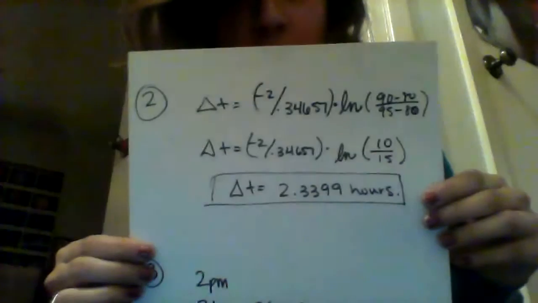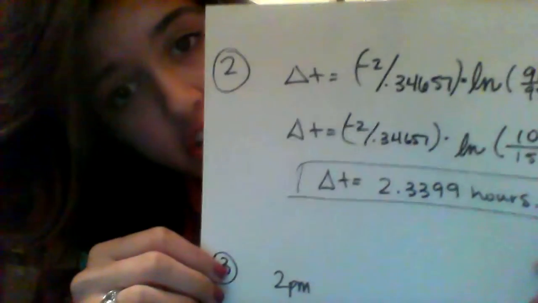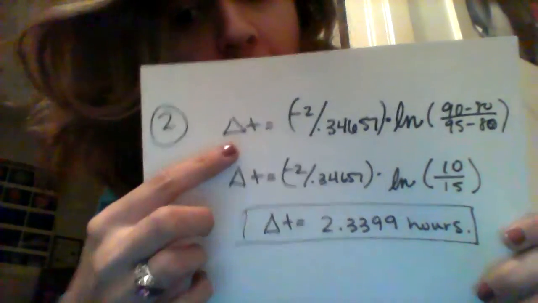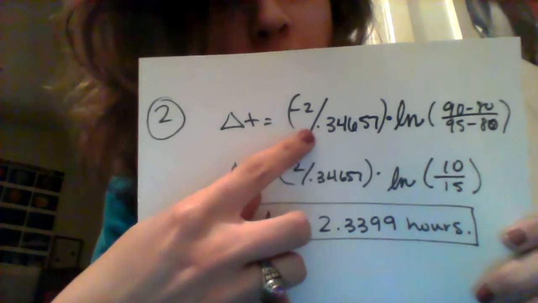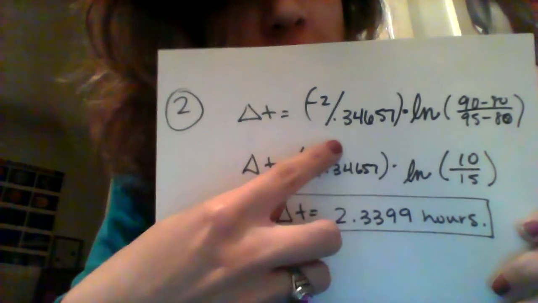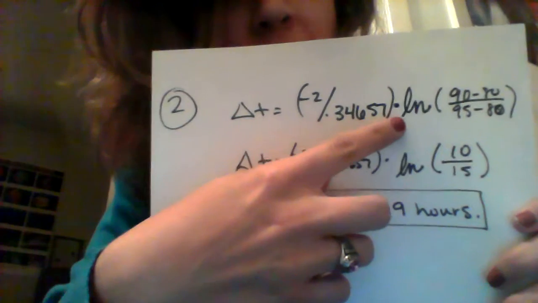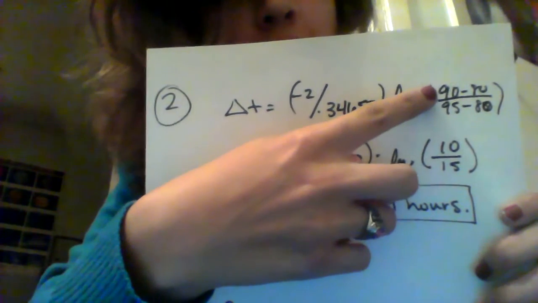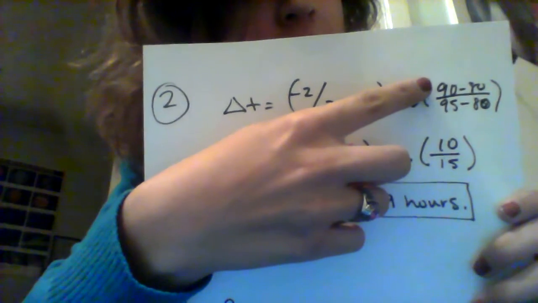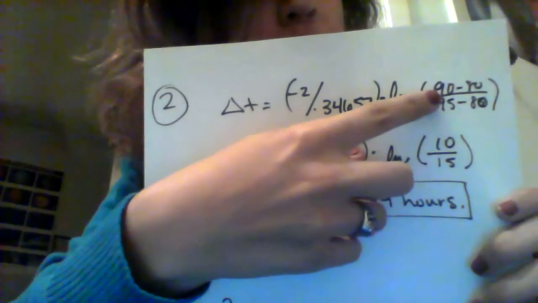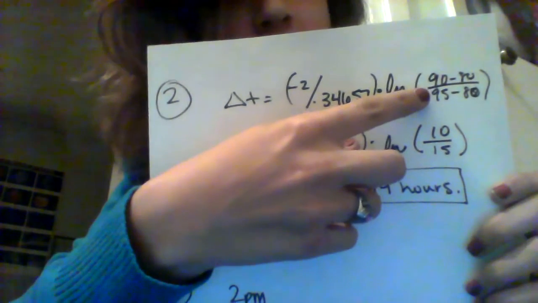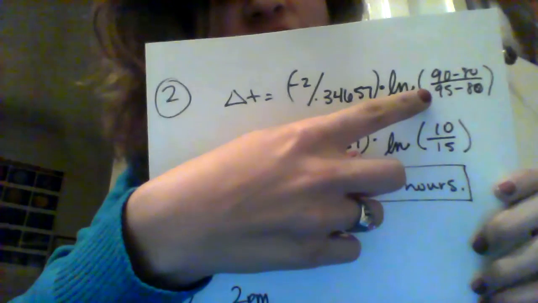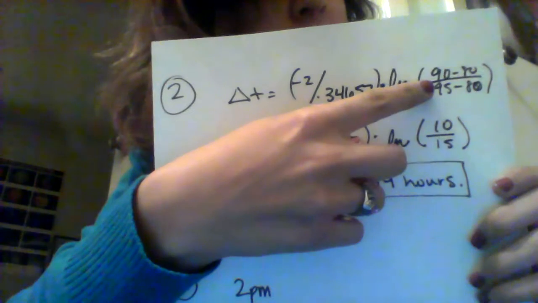Which then brings us to step 2 of this problem, of what time Joey died. So that's the difference in time right there. Then it's going to be negative 2 over our decay coefficient, 0.34657, multiplied by the natural log of what temperature his rat was when he initially found him, minus the temperature of the room, over the temperature his rat originally was when he was alive. Let's say it was 95 degrees when Jimmy's rat was alive.